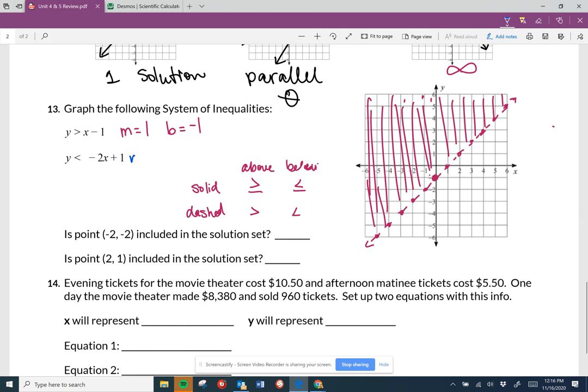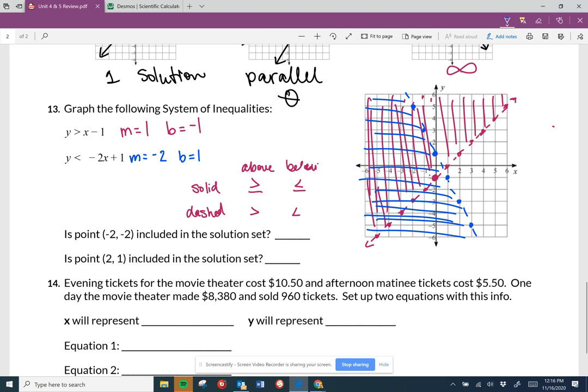So here I can see, okay, my slope is -2 and my b is +1. So I'm going to make my dot up here. -2, I'm going to go down to the right one or up to left one. Now this one is going to be a less than sign. So I'm going to have a dashed line still, but it's going to be shaded below. Okay, so I'm going to go in here and I'm going to shade everything below my b value, which is here.